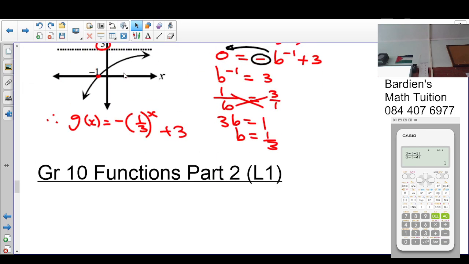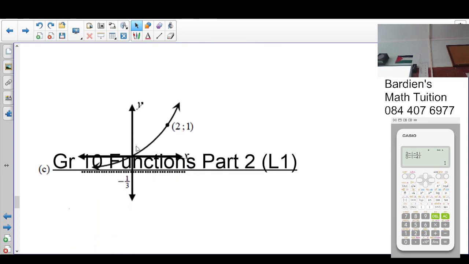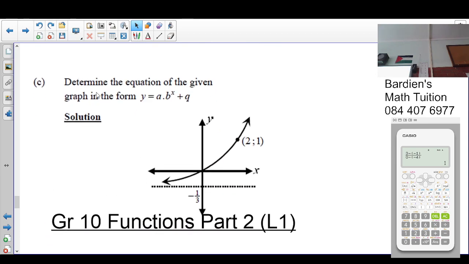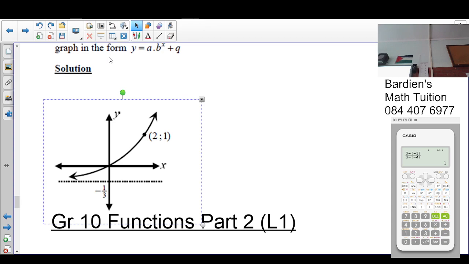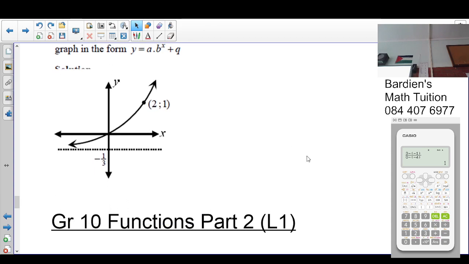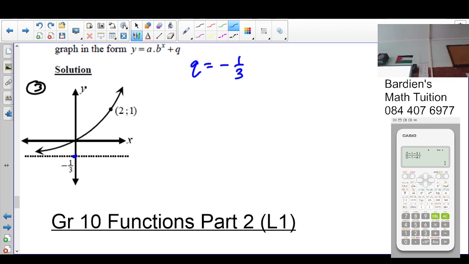Okay, and the last one of this type. Determine the equation of the given graph in the form of y equals a times b to the x plus q. Where can we start here? Horizontal axis. Q is going to be what? Negative a third, as you can see here. So y is equal to a times b to the x minus a third.